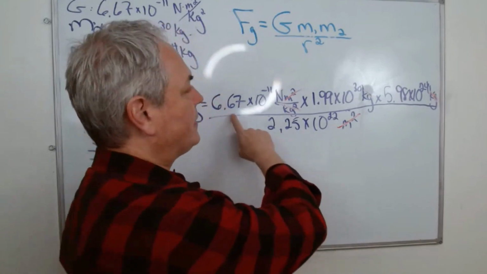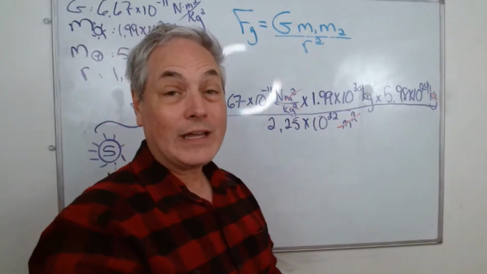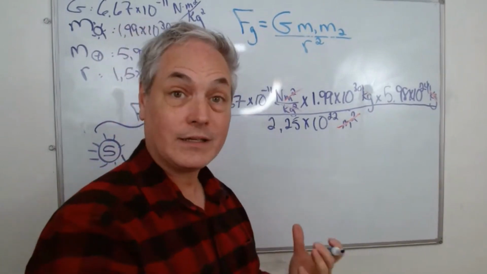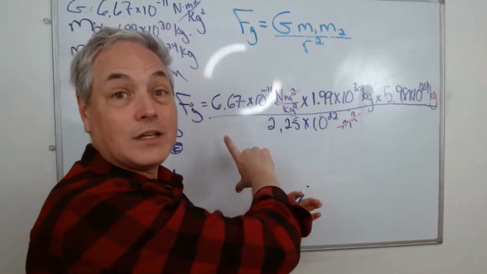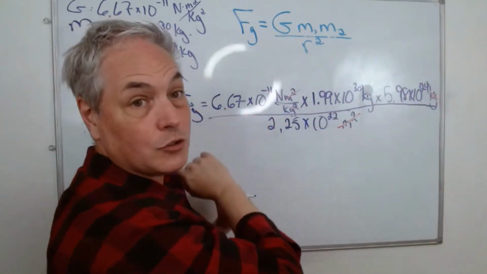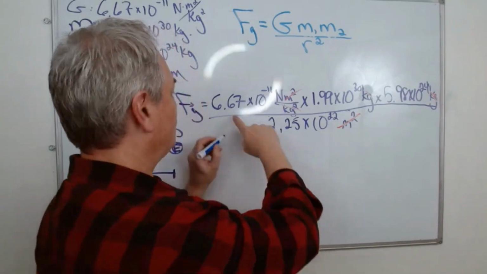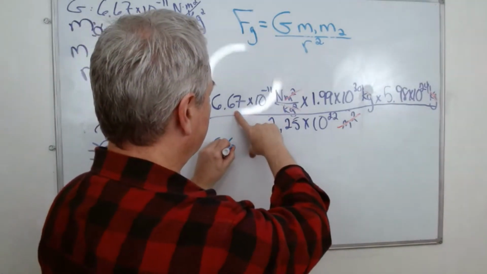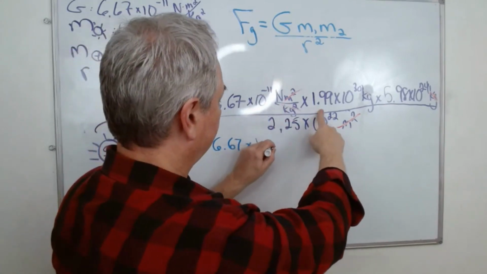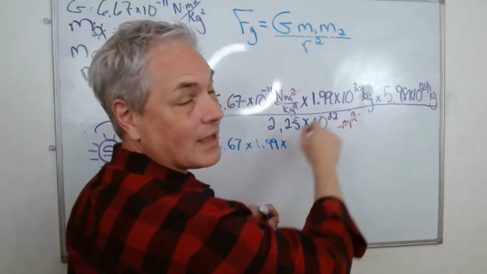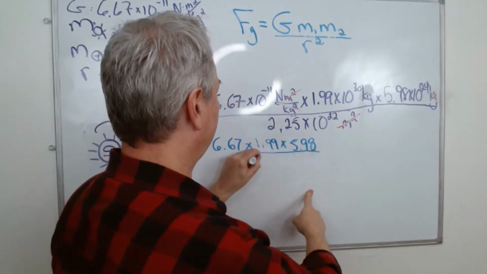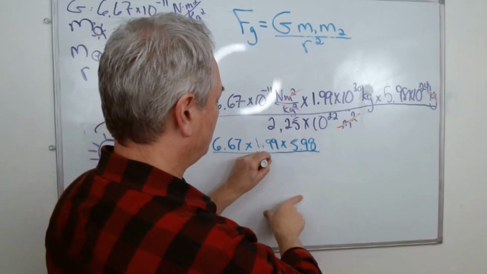The next thing we're going to do: this is a big number, and if you look at the calculator, it gets hard to put all the information in. So here is my trick to make it easier. Because they're all multiplications and divisions, we're going to rearrange some of these numbers. I'm going to start with the numbers that are easy to deal with. So we have 6.67 times 1.99 times 5.98, divided by 2.25.